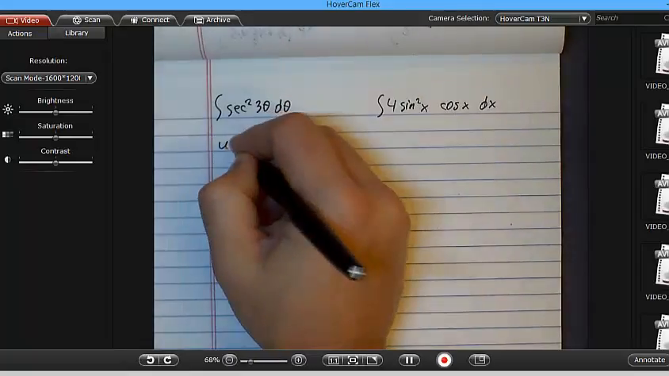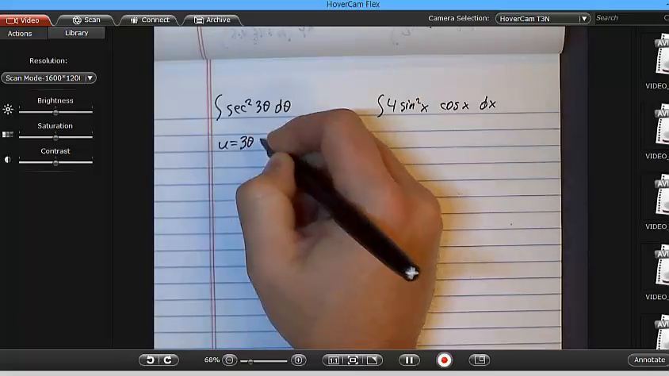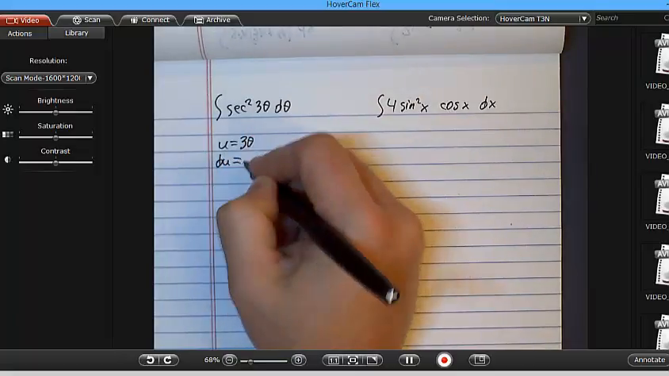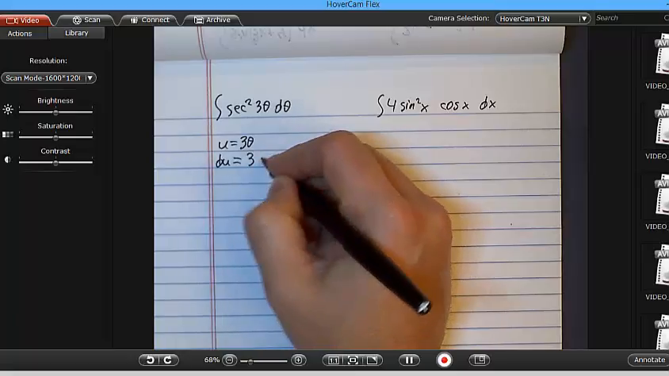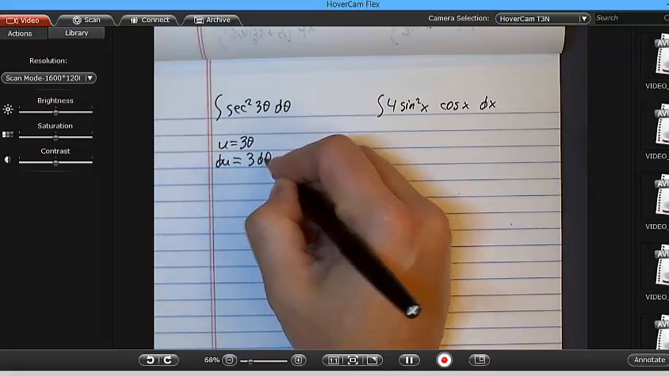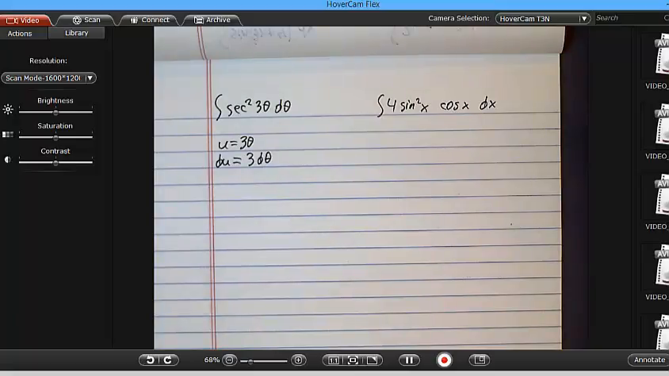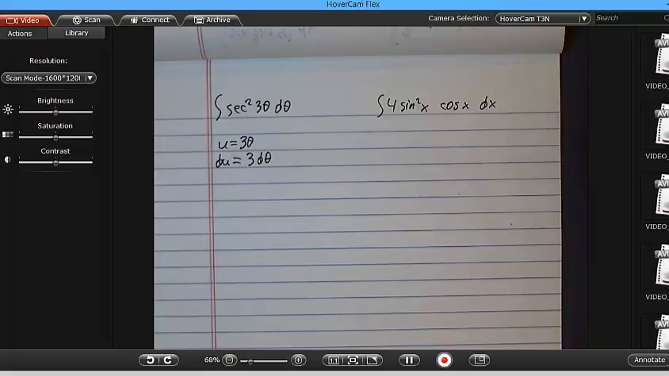For the first one, you guys let u equal 3 theta. You let du equal what? 3 d theta. Do I have 3 d theta? No. I don't have 3 d theta, so what do I multiply by? 1/3. How many think that they got the first problem?